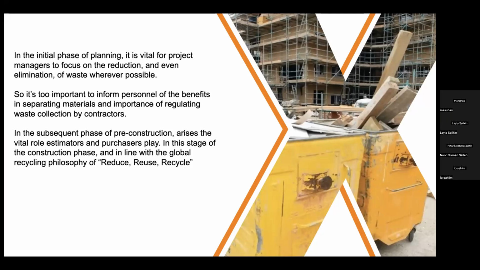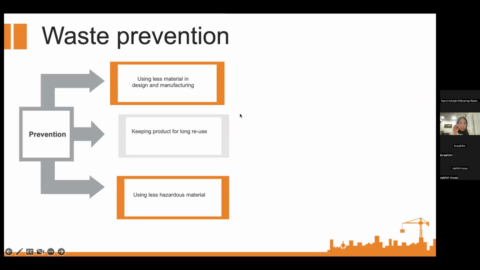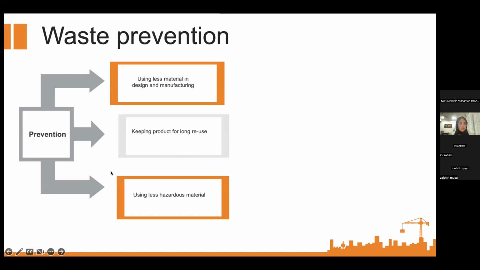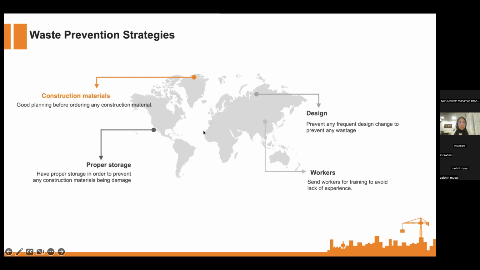And the second phase is construction, where estimating and the project are aligned with the global recycling philosophy of the 3R: reduce, reuse, and recycle. Next one. Waste prevention means using less material in designing and manufacturing, and keeping products productive for long use. And the last is using less hazardous material.